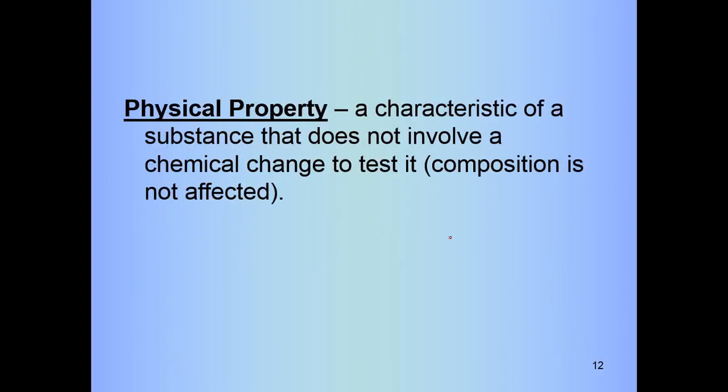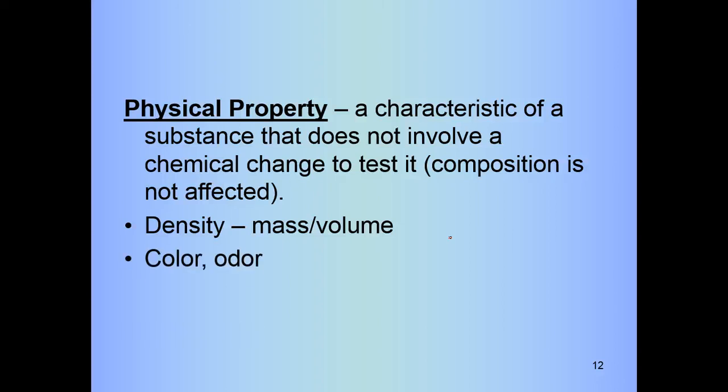Next, we've got physical property. That's a characteristic of a substance that does not involve a chemical change to test it. So the composition is not affected. Some examples would be density. Although mass independently and volume independently are not physical properties, because I can still have the same substance and have a different mass, this ratio of mass divided by volume is a physical property that does not change. If I have a cup of water or a gallon of water, the mass divided by the volume would be the same, regardless of how much I have. So density is a physical property.